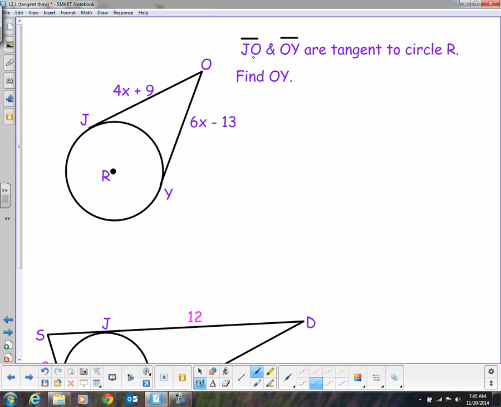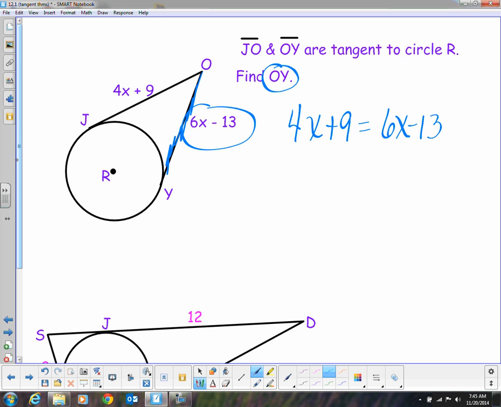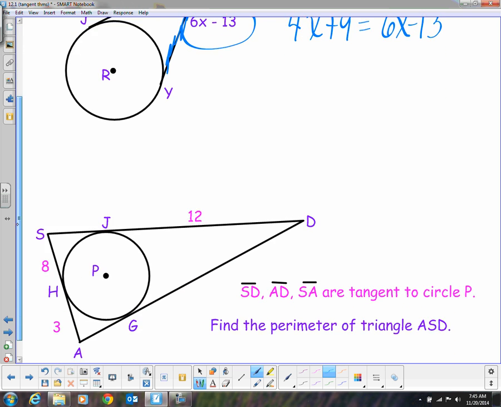All right. OJ and OY are tangent to circle R. What is their relationship? They are equal. So what equation do you write? 4x plus 9 equals 6x minus 13, and then you solve. Once you get x, what do you have to do? Right, you'd substitute it there. I want to look at this one.